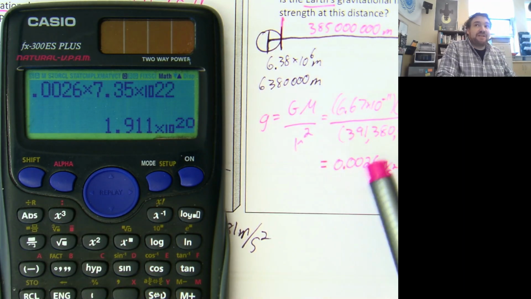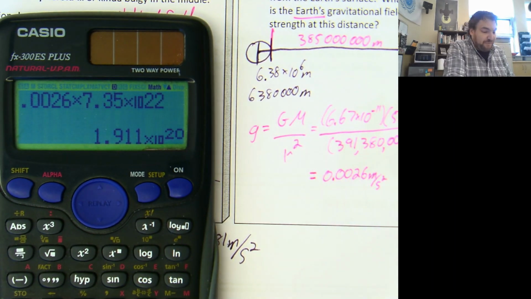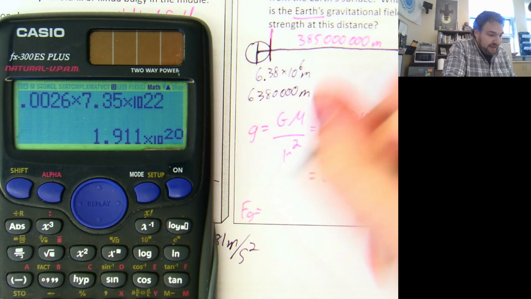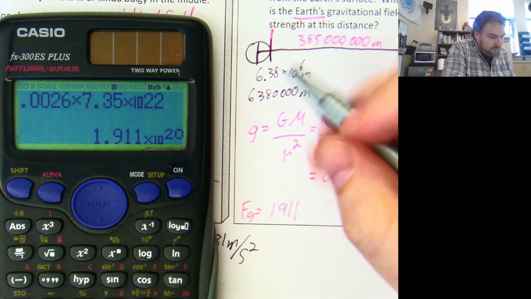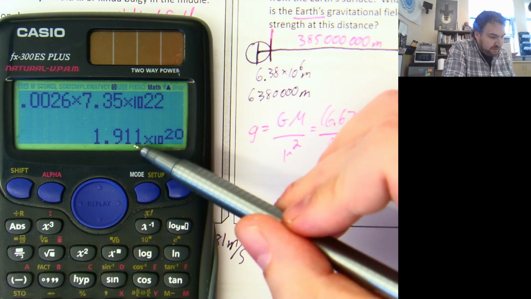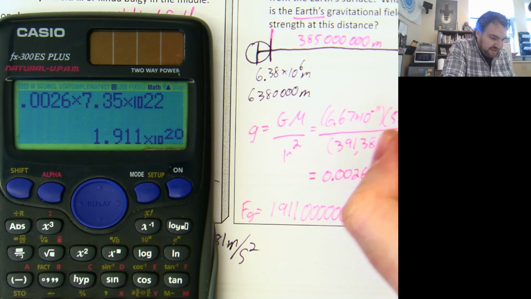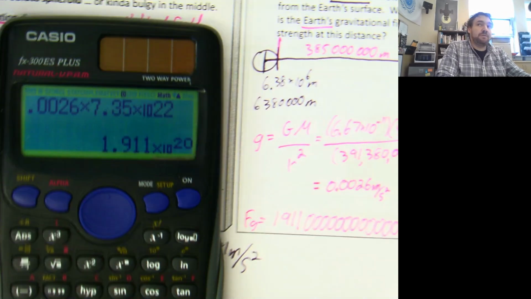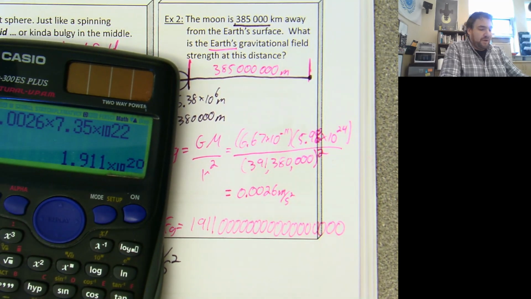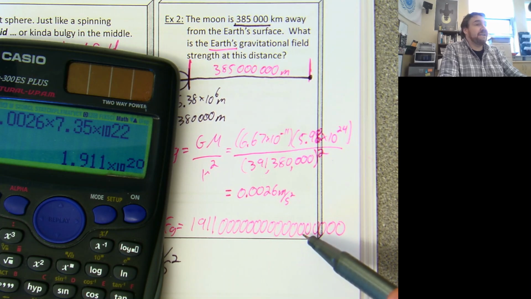So even though the gravitational field strength is really, really small, the force of gravity is 1911 followed by 17 zeros. Gravitational field strength is small, but the force of gravity on the moon is massive.